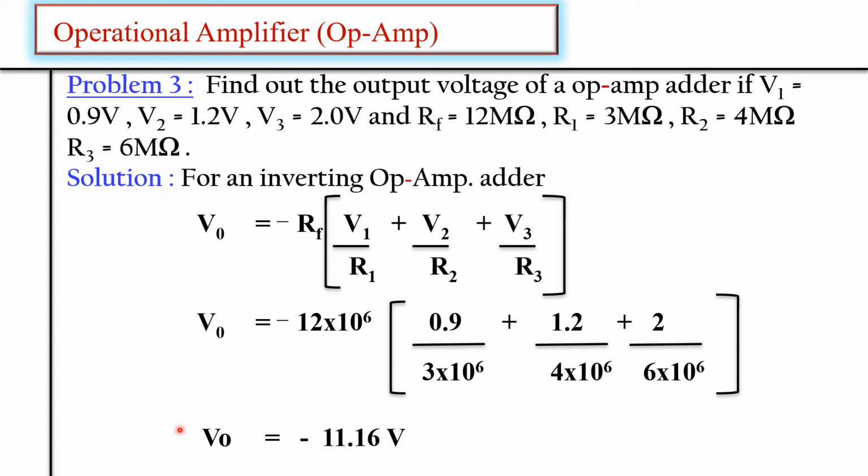The negative sign indicates that the output is out of phase with the input. Sometimes they ask you what is the relation between input and output, so you have to write that. If they are asking along with this for 4 marks, you have to write that the output is out of phase with the input. The negative sign indicates that they are in opposite phase. Clear?